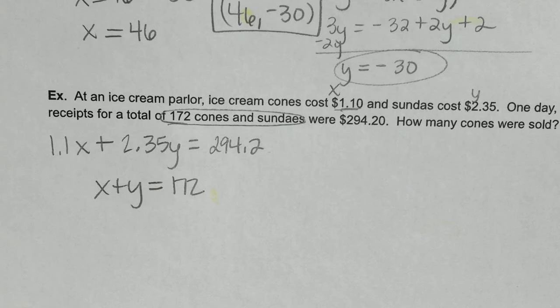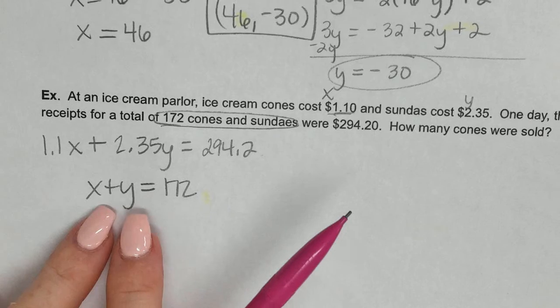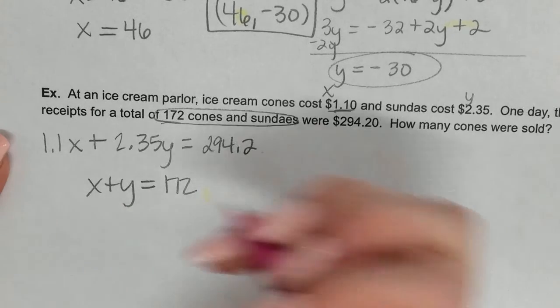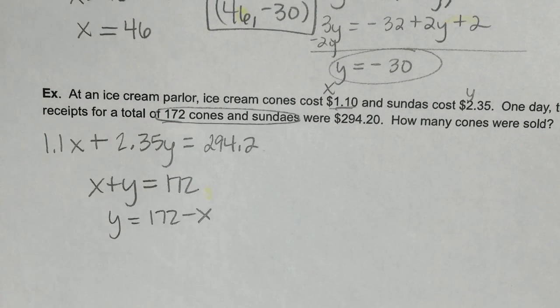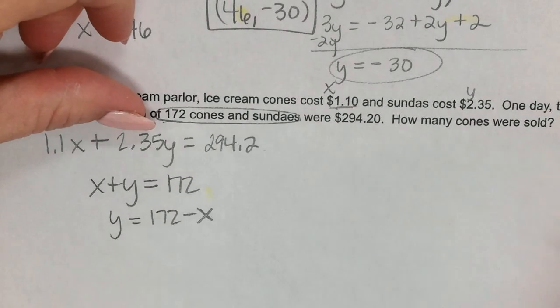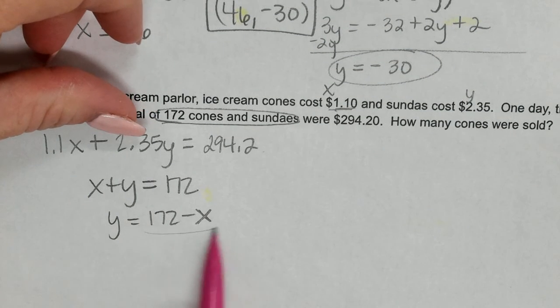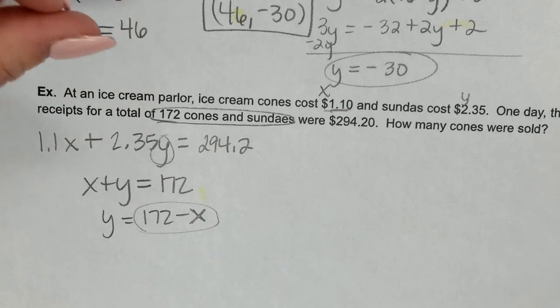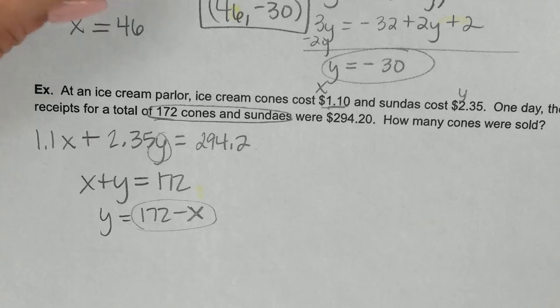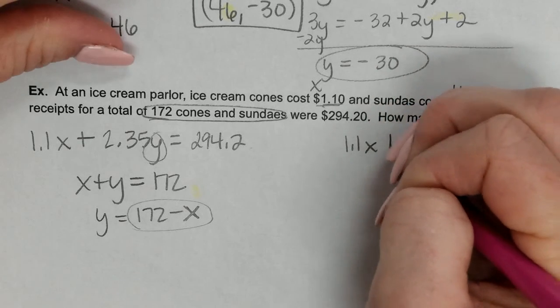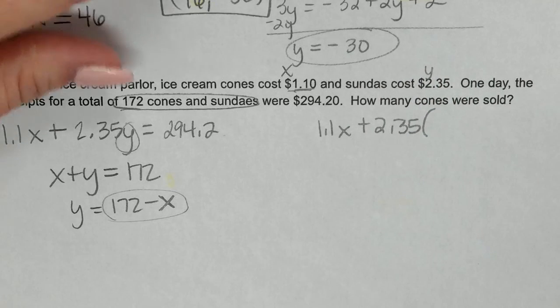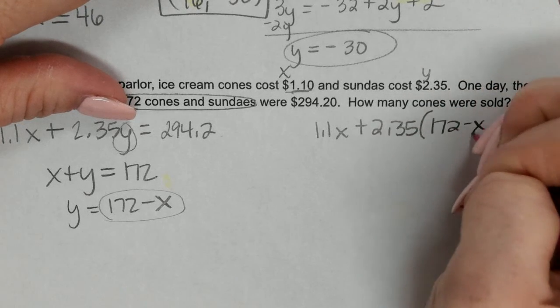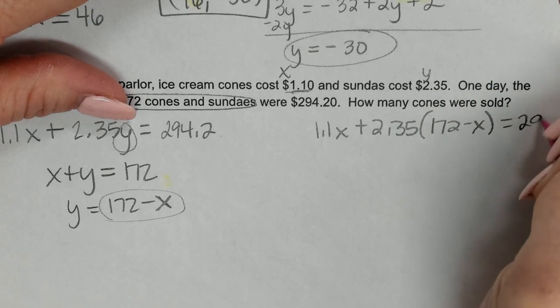All right, which one would be easiest to isolate? Yeah, that one. I solved for y. y equals 172 minus x, or negative x plus 172. It doesn't matter. And then I got to go plug this in for that y. So I have 1.1x plus 2.35 open parentheses. You have to use distributive property, 172 minus x, close parentheses, equals 294.2.